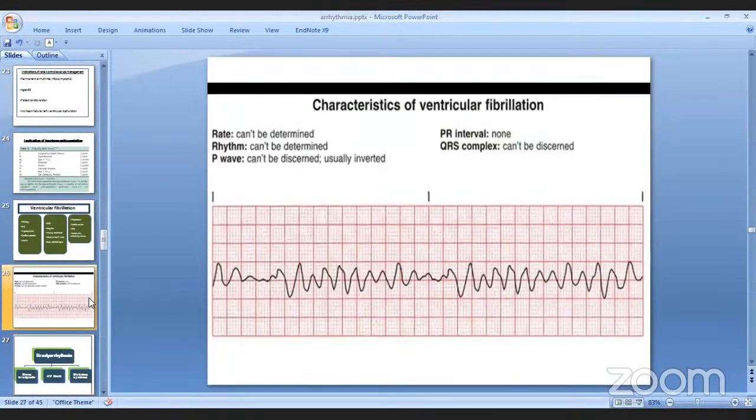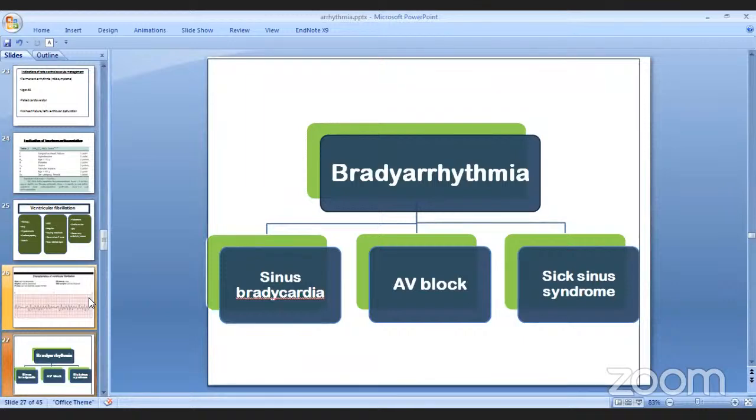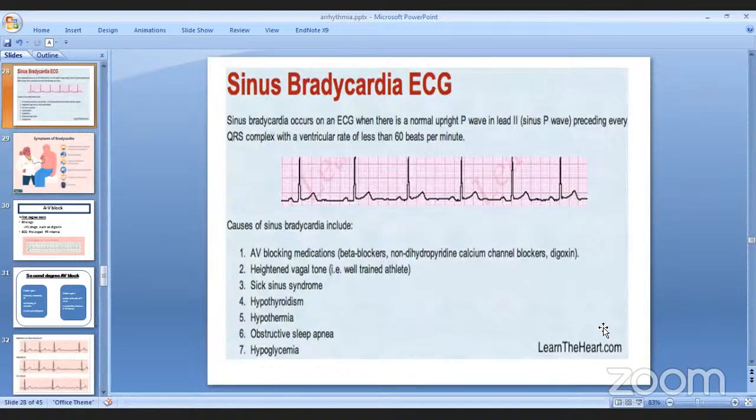Now, let's talk about bradyarrhythmia. Right? Bradyarrhythmia: sinus bradycardia, AV blocks, and sick sinus syndromes. Now let's talk about sinus bradycardia. What happens in sinus bradycardia? Just like in sinus tachycardia, sinus bradycardia is also a slowing of the SA node, right? Sinus means it has to do with the SA node. And obviously bradycardia is slowing of the heart rate.